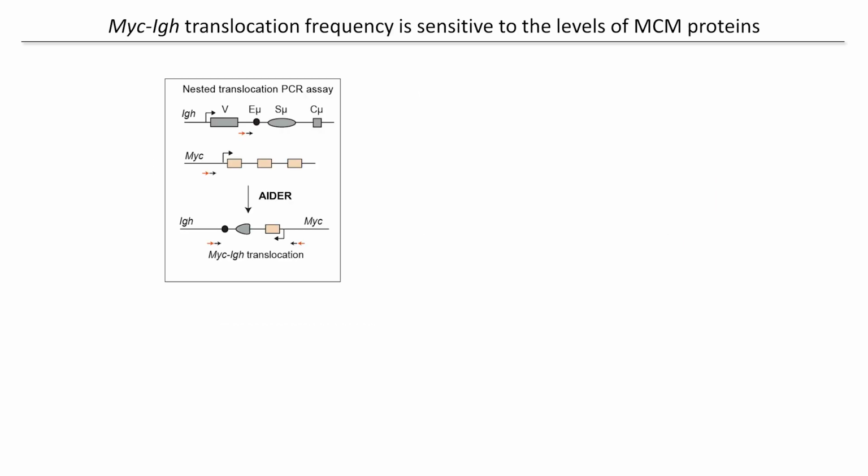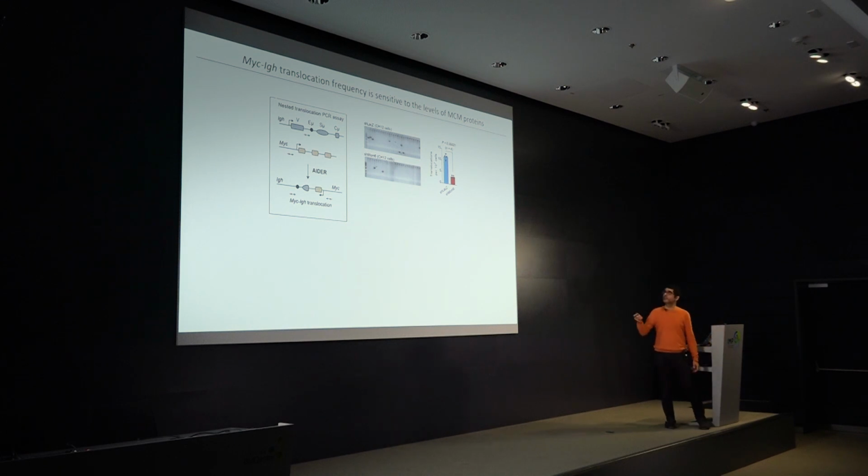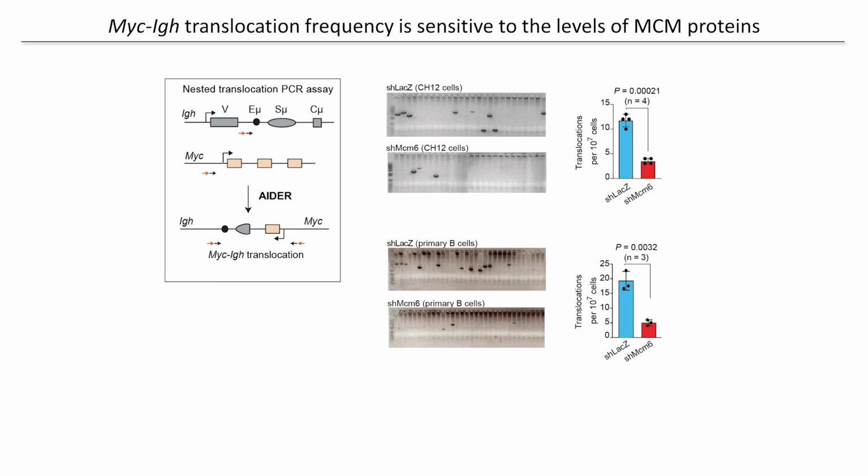So for translocations, we use an assay, a nested PCR assay, where we're simply looking at the production of a new product, in this case a translocation, which can be picked up by this assay. And the assay results in several bands on an agarose gel. You excise these bands, sequence them, and then you can quantify the number of translocations per, in this case, 10 million cells. And what we found is a very strong and significant reduction of translocations when we depleted the MCM proteins. And this was, as I said, in CH12 cells, which is a B-cell line. But to show that this was not unique to this line, we also took primary splenic B cells from mice and did the same experiment and got the same result.